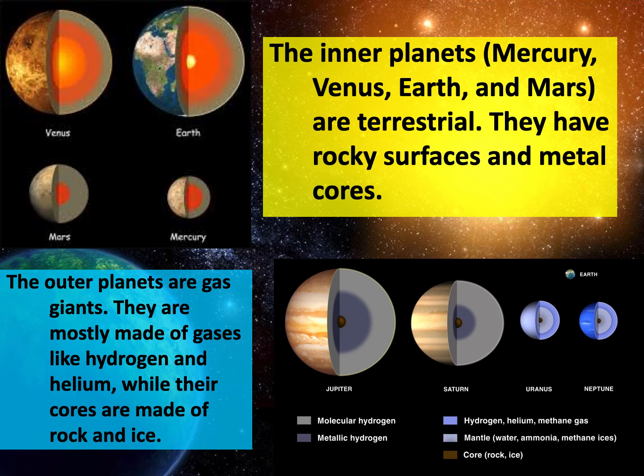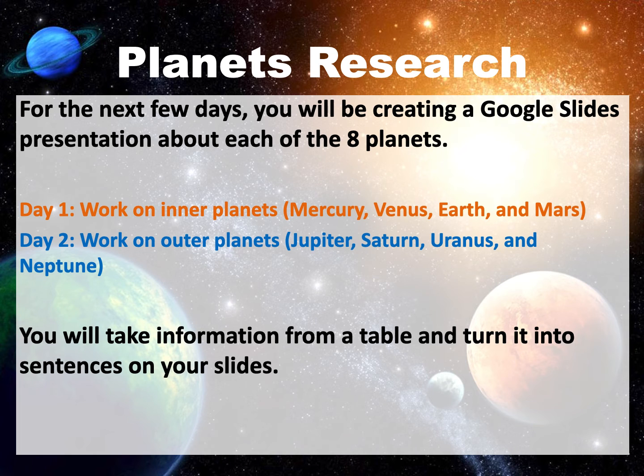All right. So now that I've introduced you to the inner planets and the outer planets, let's look at what I want you to do for your assignment. For the next few days, you're going to be creating a Google Slides presentation about each of the 8 planets. Just for today, for day 1, we're going to be working on the inner planets, Mercury, Venus, Earth, and Mars. And then in the next lesson, you're going to be working on the outer planets, Jupiter, Saturn, Uranus, and Neptune. I'm going to be giving you a table of information to pull from. So when you see the table, you're going to see that it's just a bunch of numbers and data and stuff. You're going to turn that into complete sentences.